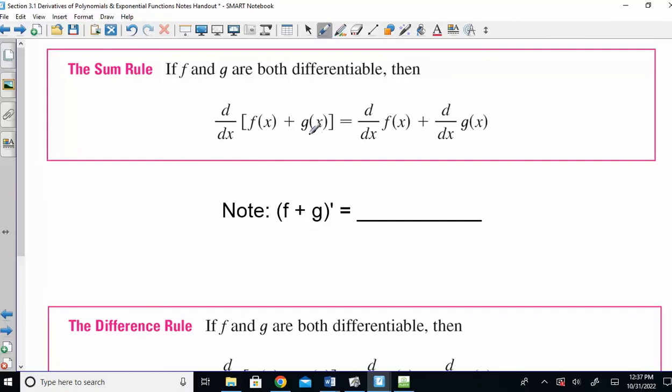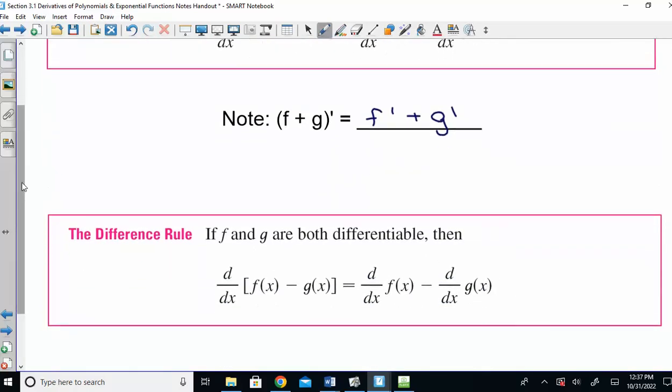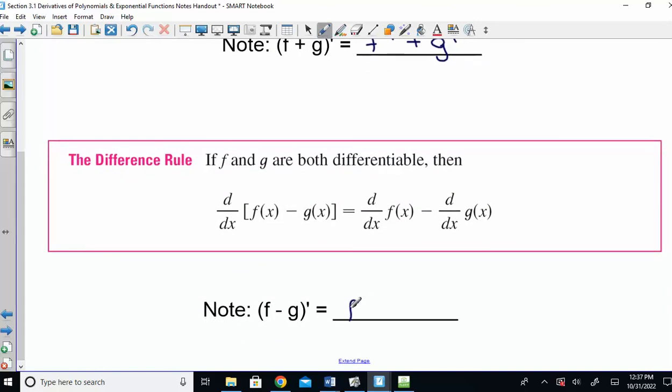Okay. The next one is the sum rule. If we have the derivative of multiple things added together, you can do the derivatives of each piece separately. Another way you might see that written is f prime plus g prime. So if we have polynomials, we can do the derivative of a big polynomial just by doing each term separately. And that works whether it is added or subtracted. You can still go through and do each derivative along the way.